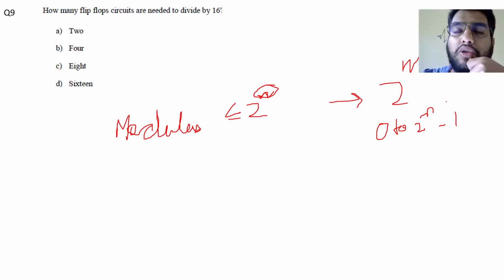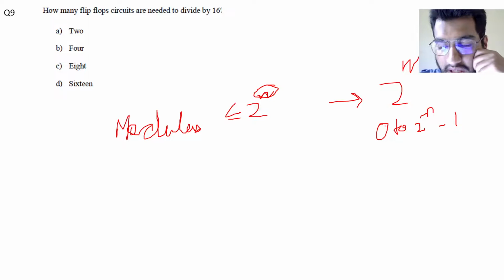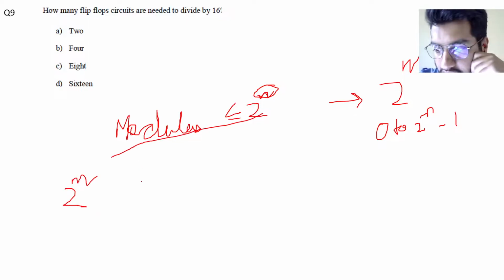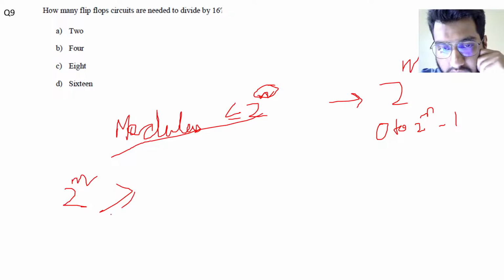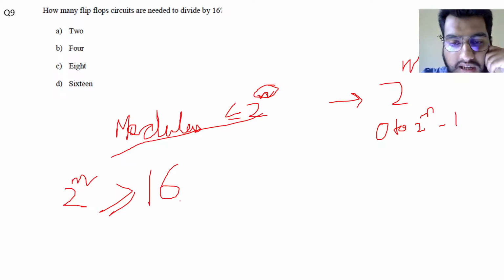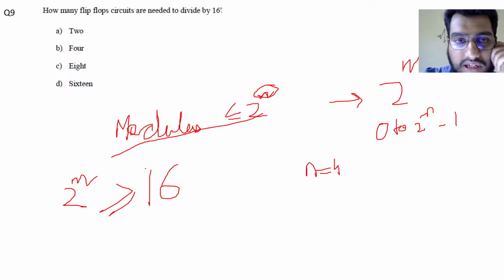So if we have modulus 16, it means divided by 16. So here we have divided by 16. We need 2 to power n to be greater than or equal to 16. So the minimum number of flip-flops that can achieve this is n equal to 4. If you put n equal to 4 here, 2 to power 4 is equal to 16, 16 equal to 16, so that satisfies our criteria. So the number of flip-flops required to divide by 16 is 4.